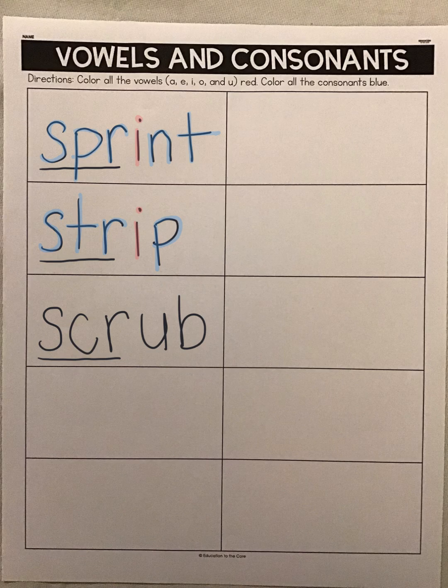With your red crayon, please trace the vowel in scrub. U is my vowel in scrub. With your blue crayon, please trace the consonants. S, K, R, B. Scrub. Our next word is strap.